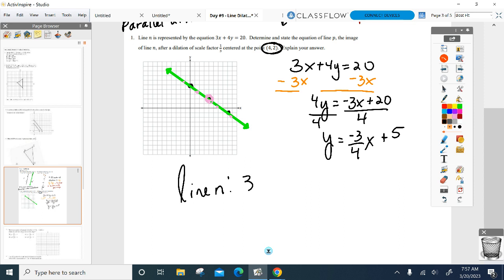You can stick with the original, 3x plus 4y equals 20. You can do the one we just had here, negative 3/4 x plus 5. They're both the same line. Is everyone seeing that, though? If the center of dilation is on the line, the equation's not going to change. Same exact line after I dilate it. Questions? All right, let's go.